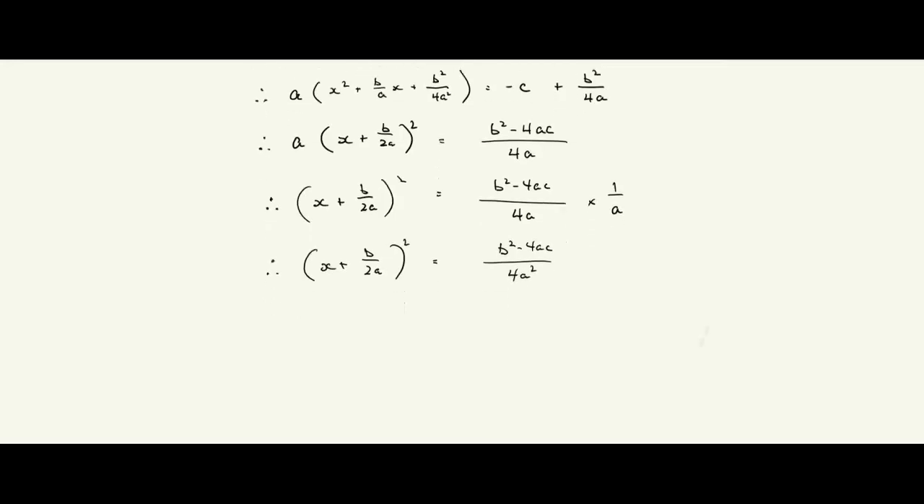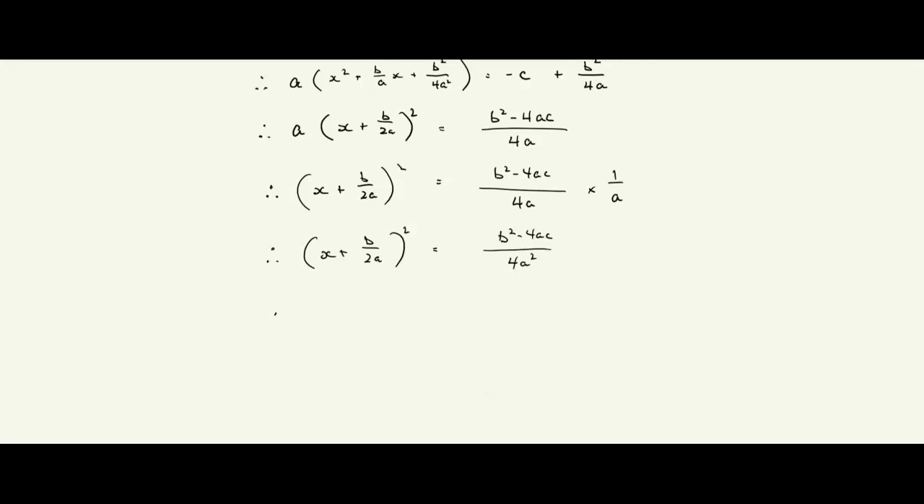Okay, now it's time to take the square root. So take the square root of both sides, and I've got x plus b over 2a on the left. And what have we got on the right-hand side? Well, I've got plus or minus the square root of b squared minus 4ac. And the square root of 4a squared is just 2a.